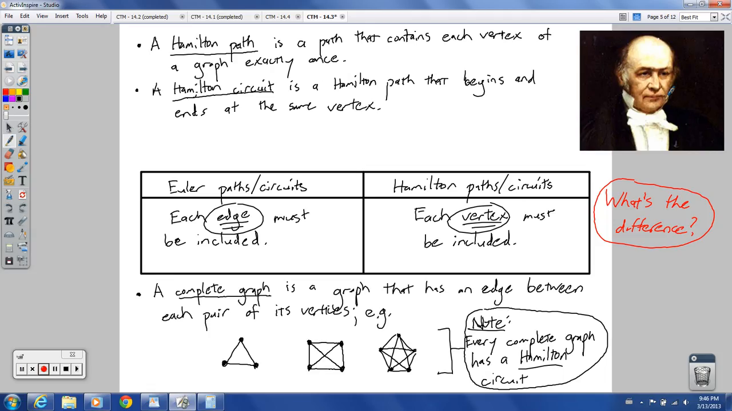Apparently he was on a walk in the park with his wife. He got really excited because he figured out the answer to the problem and etched it on the bridge he was passing by, and it's still there. It was a discovery he made about quaternions in abstract algebra. Very exciting stuff.